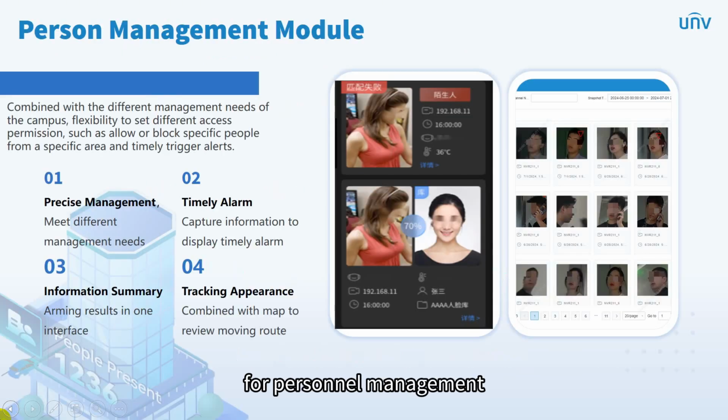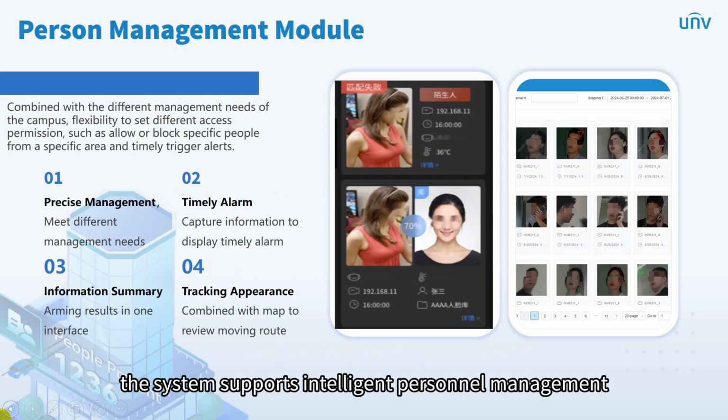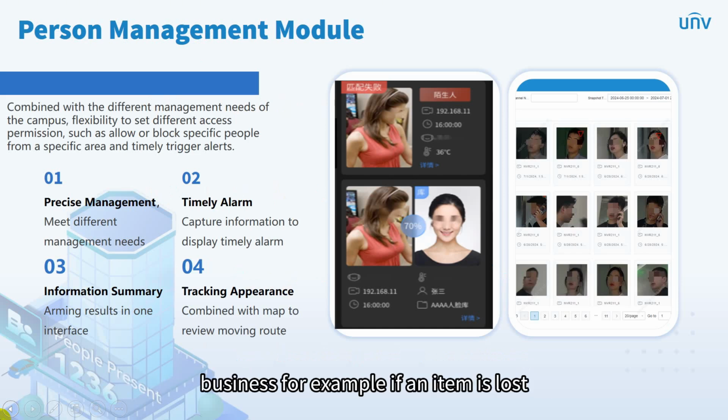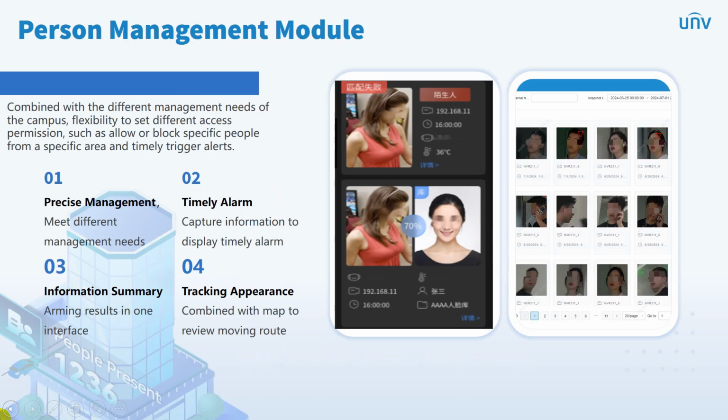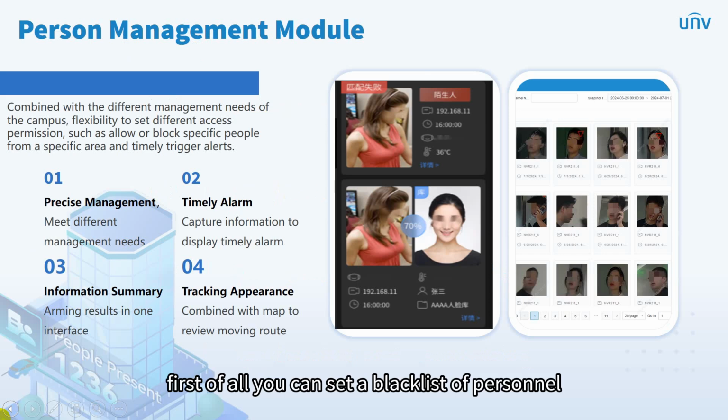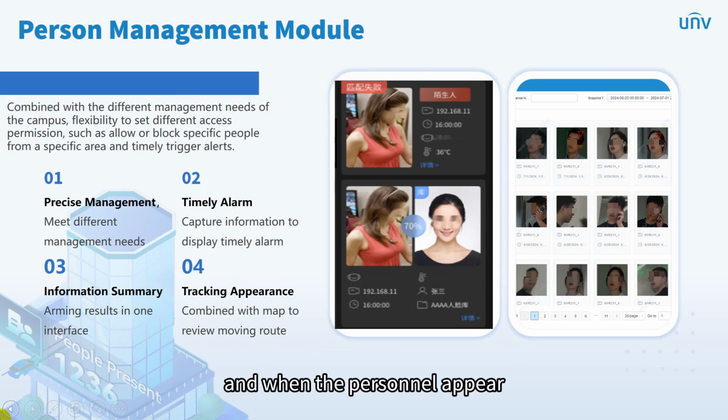For personnel management, the system supports intelligent personnel management business. For example, if an item is lost, it can be searched for after the fact, or property is lost or destroyed. First of all, you can set a blacklist of personnel, and when the personnel appear, stop the blacklisted personnel from entering at the entrance and exit in time.